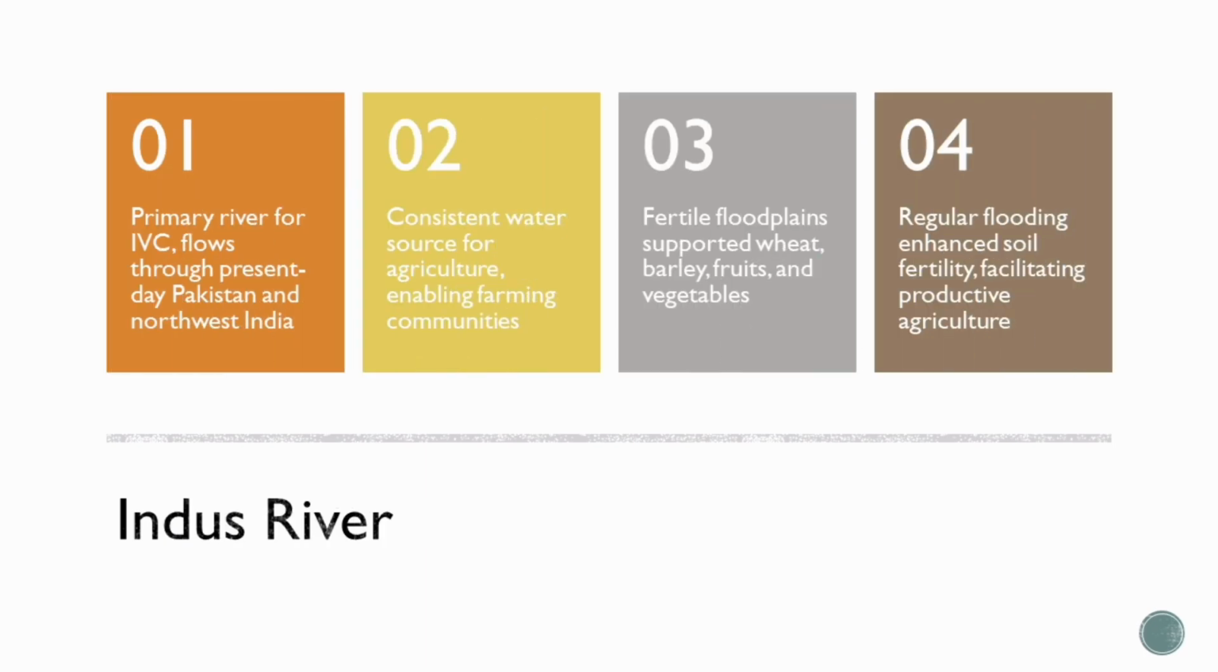The Indus River. The Indus River is the primary and the most significant river associated with the Indus Valley Civilization. It flows through present-day Pakistan and northwest India, originating in the Tibetan Plateau. The Indus River provided a consistent source of water for agricultural activities, enabling the development of extensive farming communities along its banks. The fertile floodplains of the Indus supported the cultivation of various crops, including wheat, barley, and various fruits and vegetables. The river's regular flooding contributed to the fertility of the soil, facilitating productive agriculture.